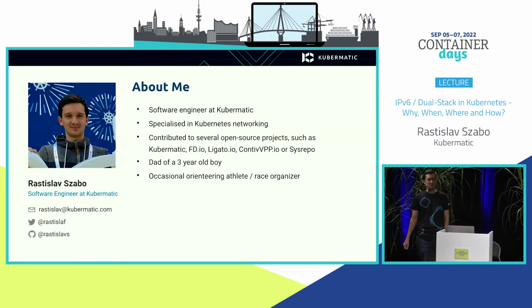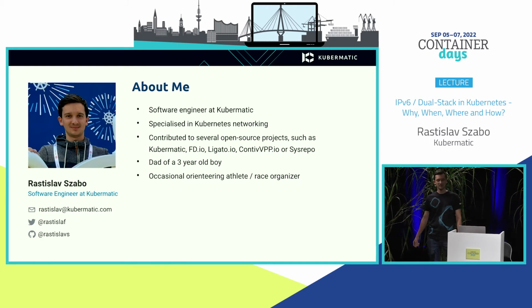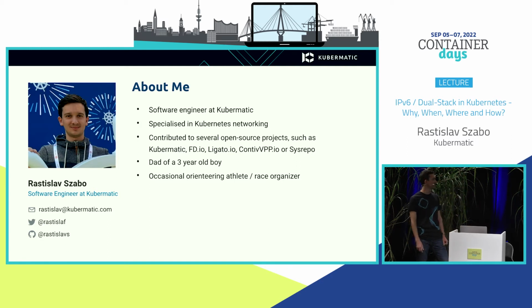Before that, let me introduce myself. My name is Rastislav Szabo. I'm a software engineer at Kubermatic. I'm specialized in Kubernetes networking. I've contributed to several open source projects, right now mostly Kubermatic Kubernetes Platform, but also others in the past. Apart from my professional life, I'm also a dad of a 3-year-old boy, and I'm an occasional orienteering athlete and orienteering race organizer.